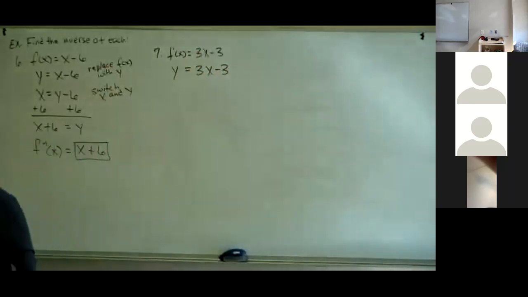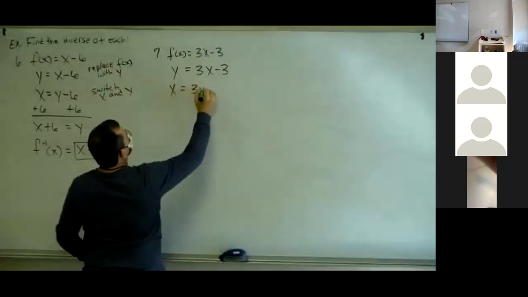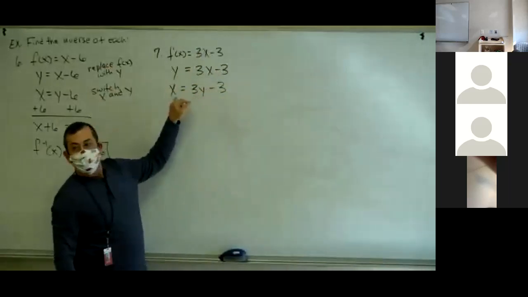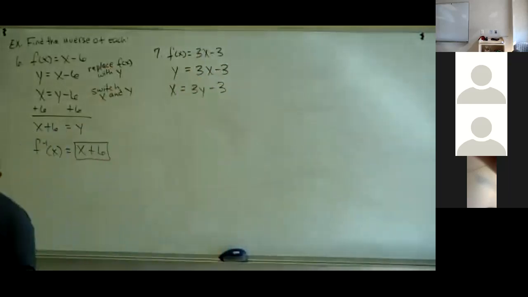So first move, we replace the f of x with the y, and then what do y'all do? Switch them up. So I get x equals 3y minus 3. Now notice, all I switched was the letters. I left that 3 right where it was at. Okay? That's what messes up people. Sometimes they put the 3x over there and the y, but you're not moving the numbers, only the variable.